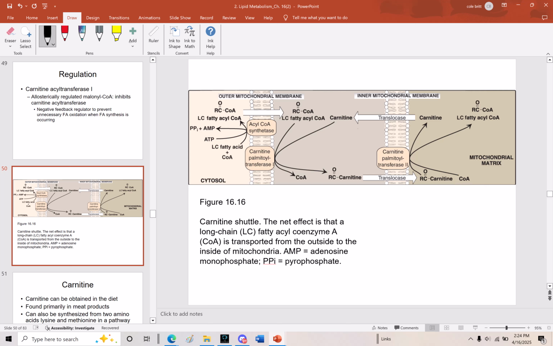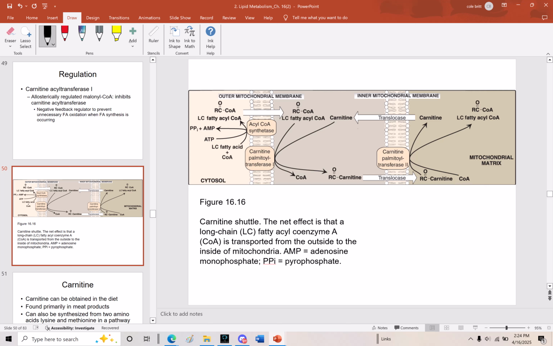Carnitine, we get it from the diet. It is in our diet. It is primarily in meat products. Your muscles will have a lot of carnitine because muscles will be using a lot of fatty acids to make ATP. So if you eat meat, it will be part of your diet, but it can be synthesized. So it is not essential. We can make it. You can be a vegetarian or even a vegan and make your own, and your cells can make your carnitine from amino acids.